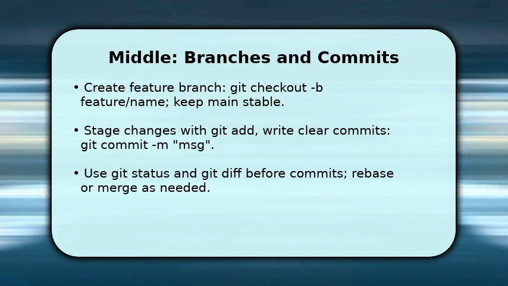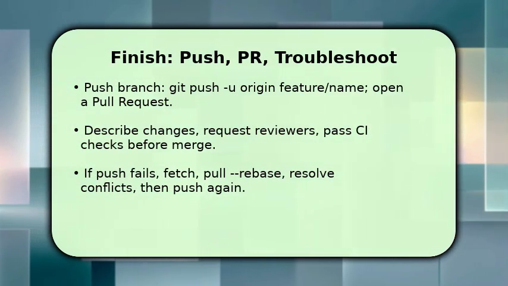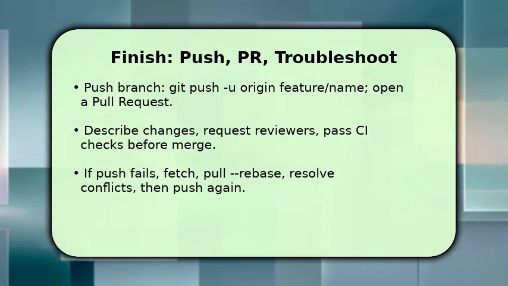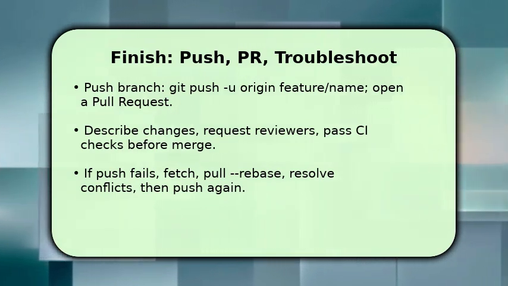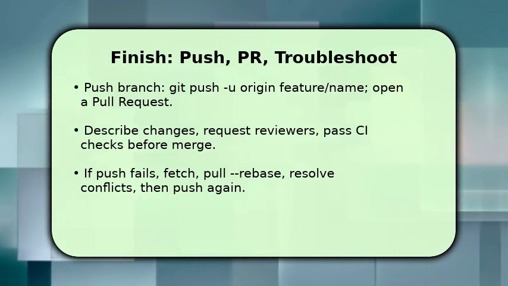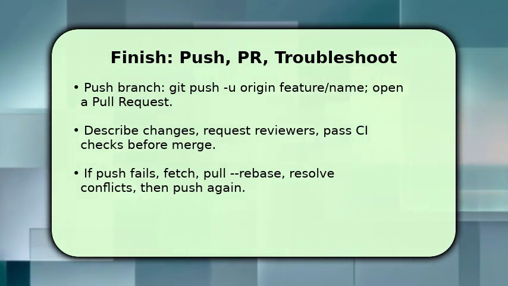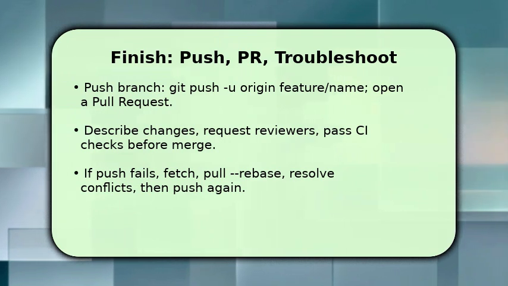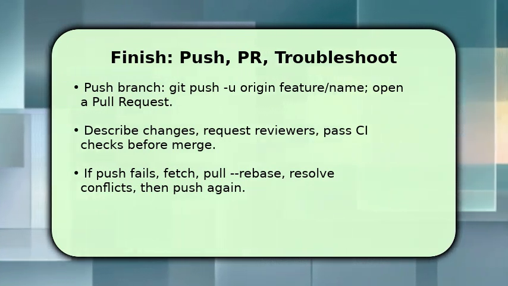You'll finish by publishing your branch and opening a pull request. Push with git push -u origin feature/name, then create a PR describing the why and what. Request reviewers and ensure CI passes before merging. Once approved, merge via GitHub's UI or fast-forward locally.